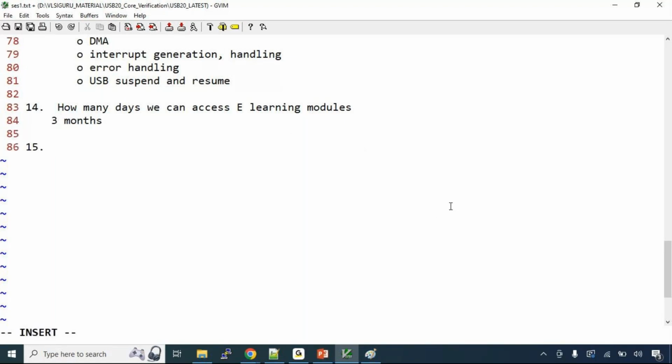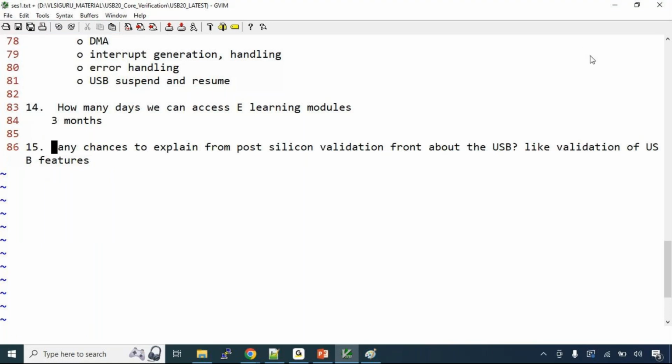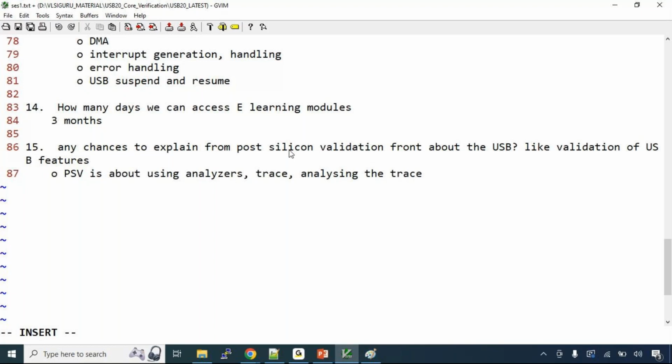Any chance of explaining post silicon validation, like validation of USB features? We won't go deep into it because post silicon validation is all about using the analyzers. There are different types of analyzers, like Teledyne, getting the trace and analyzing the trace. As I told you earlier over the phone call, we have some videos which discuss trace analysis.